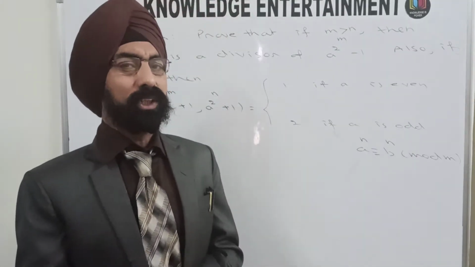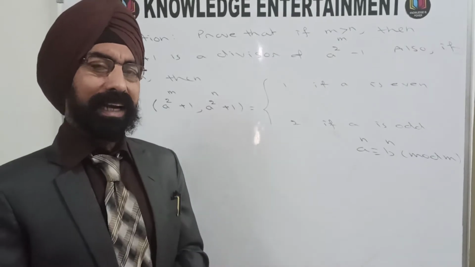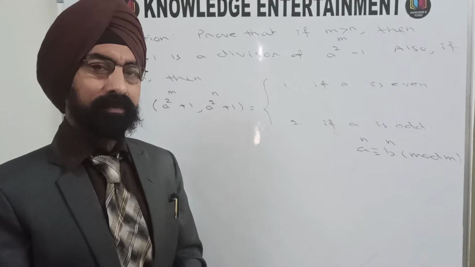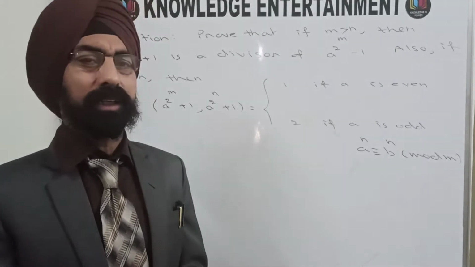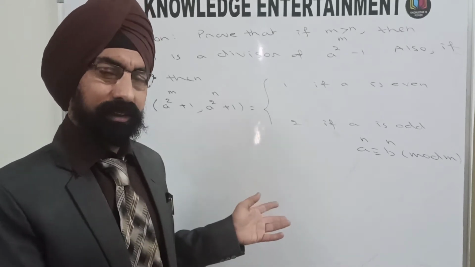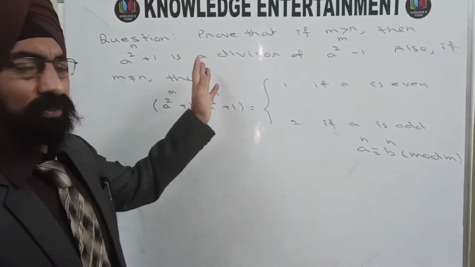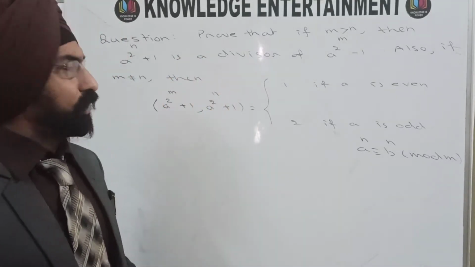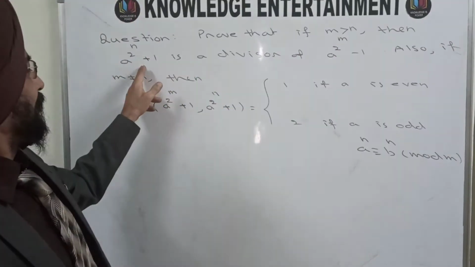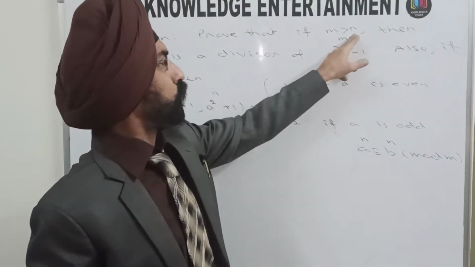In the previous video, I left you with this question on the board and gave it to you as an exercise to solve, and I promised that in the coming video I'll solve it. So if you have solved this question, that's very well, and if not, then I'm going to solve it. The first part I solved in the previous video: if m is greater than n, then a raised to the power 2 power n plus 1 is a divisor of a raised to the power 2 power m minus 1.